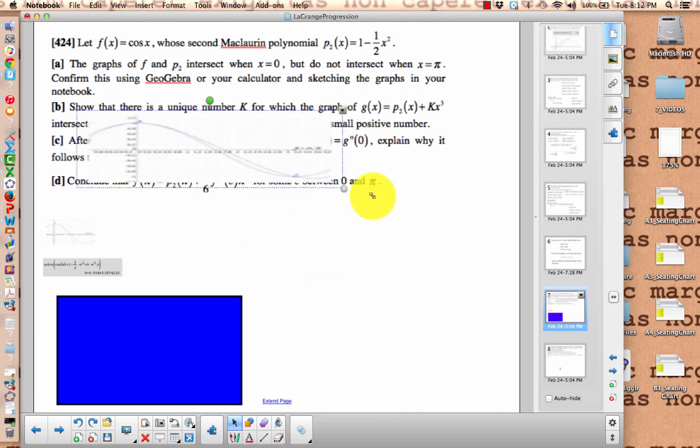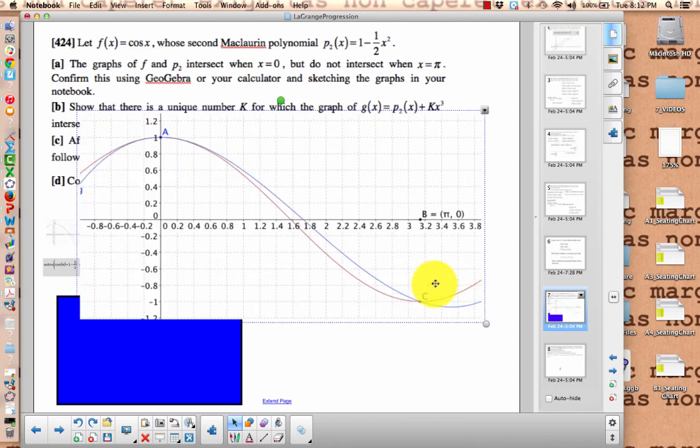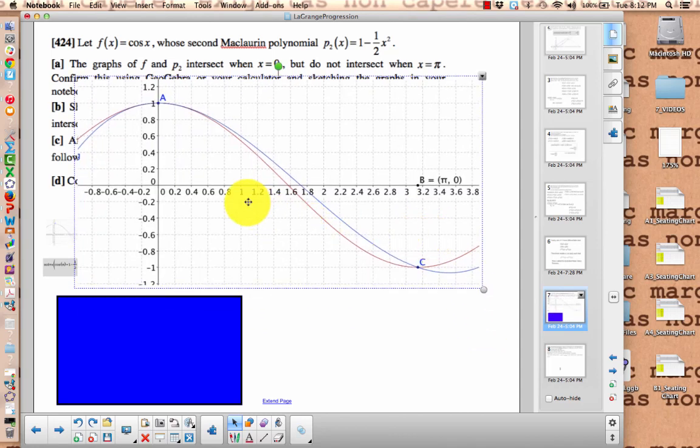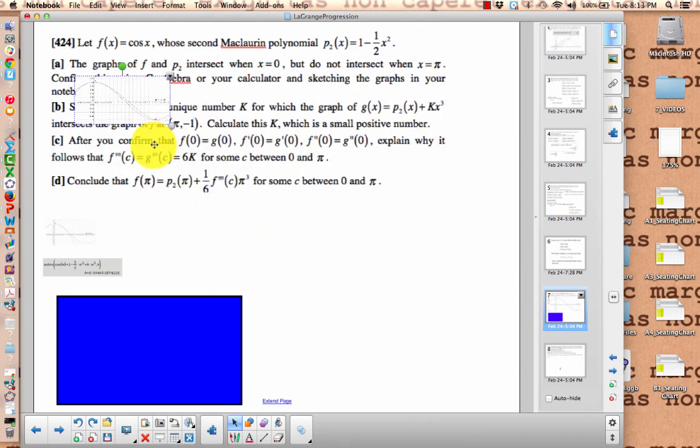And here's the picture from GeoGebra to verify that. The blue curve is cosine x, the red curve is the polynomial with the extra piece. They do intersect at (0, 1), and now they intersect at (pi, negative 1). Okay, so we've shown that it's possible to create this value of k, which gives you two intersection points, which remember is the key to starting the process of using the extended mean value theorem.